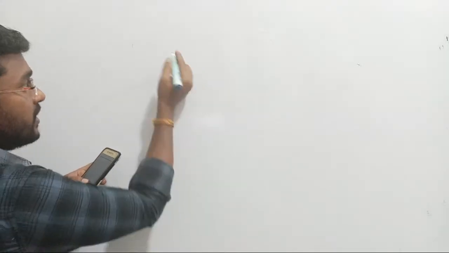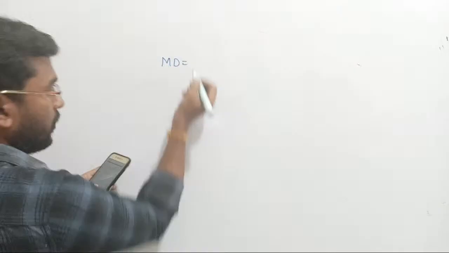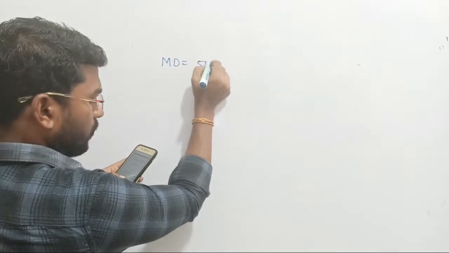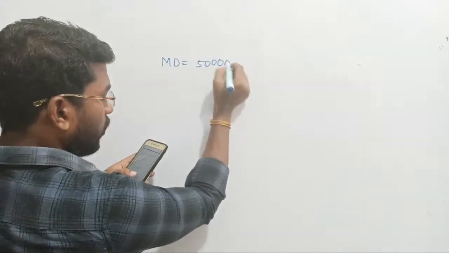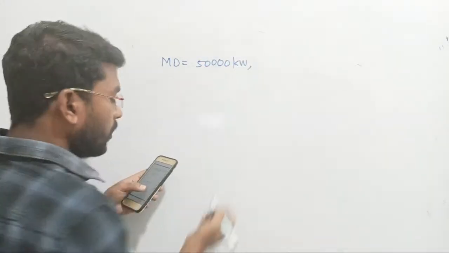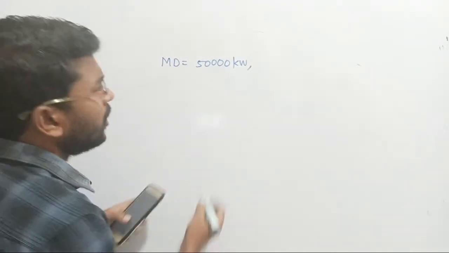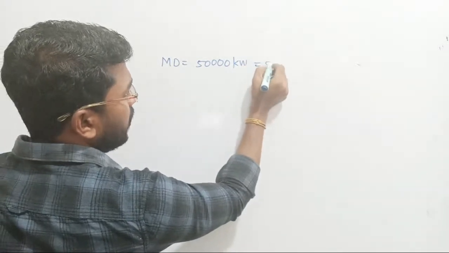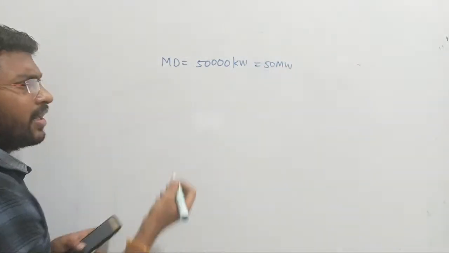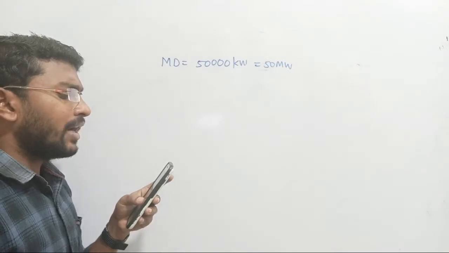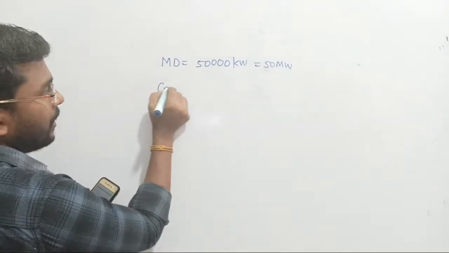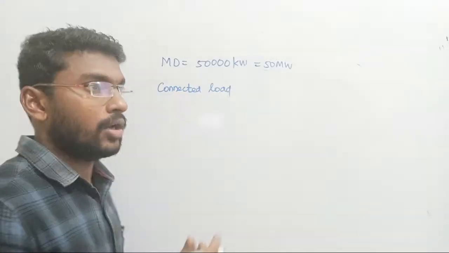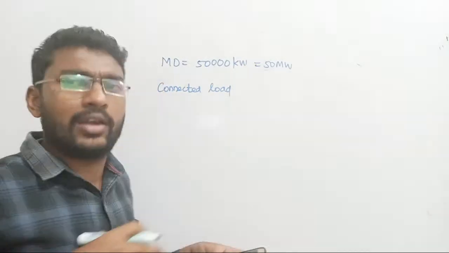Your power generating station has the maximum demand. Once again, the maximum demand is given as 50,000 kilowatt, not 5000, sorry. 50,000 kilowatt is 50 megawatt, right? That is known as 50 megawatt. They are writing it in kilowatt, no problem. Next, a connected load. You know the meaning of connected load. What do you mean by connected load? The load values are all added up.